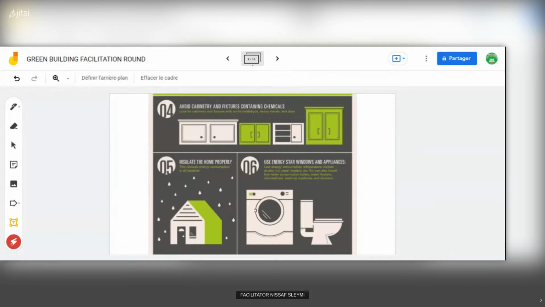Let's move now to step number 5. You have to insulate the home properly. What does it mean to insulate the home properly? We see in these pictures, it's kind of snow. Yes, because it's related to the exterior environment. It's related to the climate. So you have to implement an insulation system that reduces energy consumption in all weather, whether winter, summer, autumn, or spring, throughout the year.